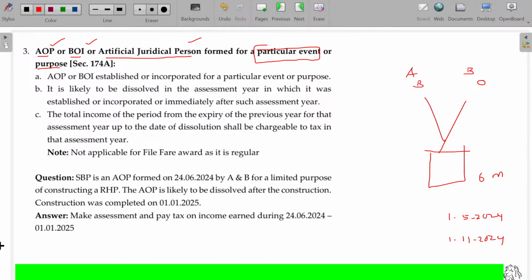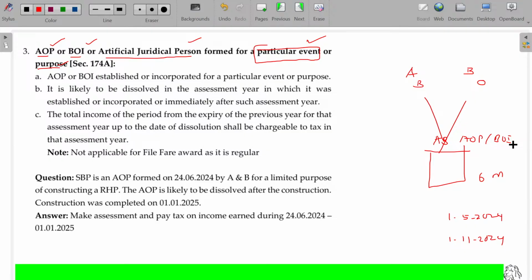A says, as my engineering knowledge is good enough, I can construct. B says, no need to worry about the material. I'll give all the materials free of cost. Finish up and we'll share. That's how they temporarily form a small business, a small event, and they do the business. Once it's over, they will share everything comfortably. This is called a temporary business, for a particular event or particular purpose. This is called AOP, association of persons or body of individuals.